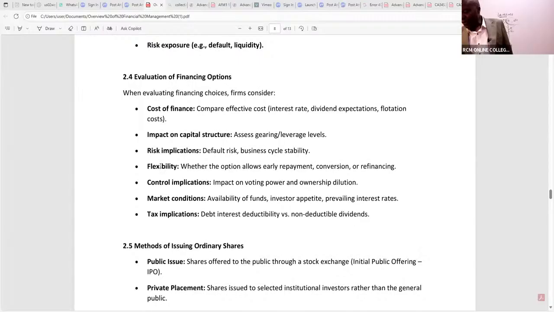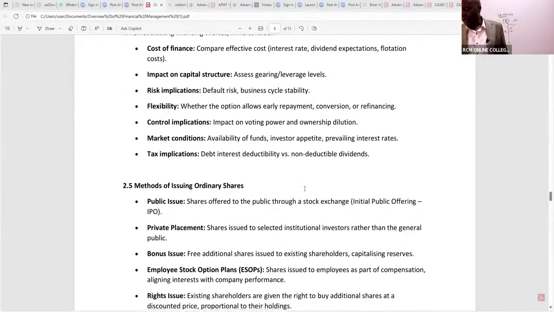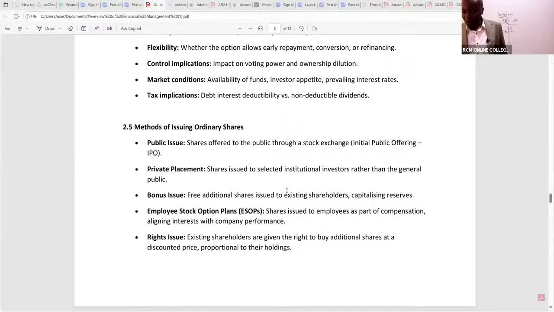All right. So whenever you're evaluating these financing options, ladies and gentlemen, you'll have to look at cost of finance, impact on your capital structure. We have risk implications, flexibility, control implications, market conditions, availability of funds, investor appetite, prevailing interest rates, tax implications, debt interest deductibility, and non-deductible dividends. This is very, very common.